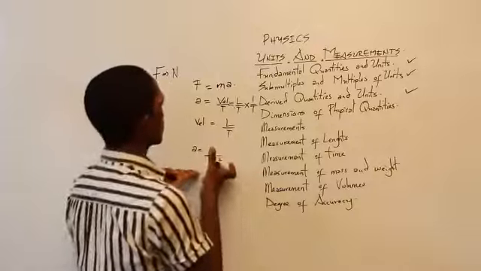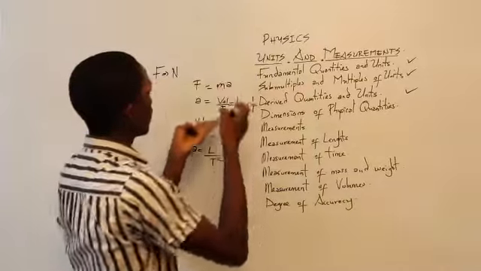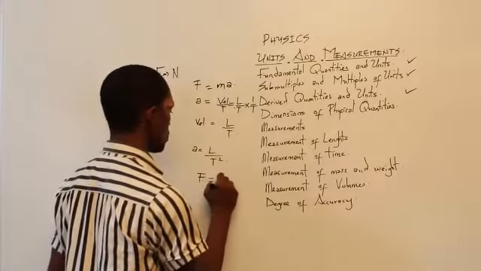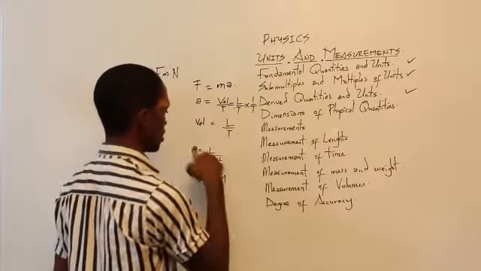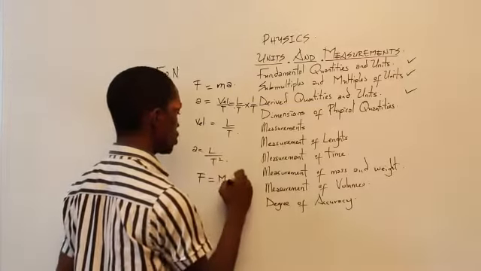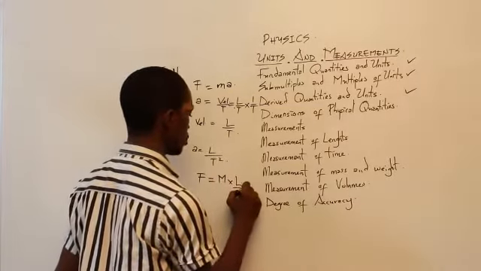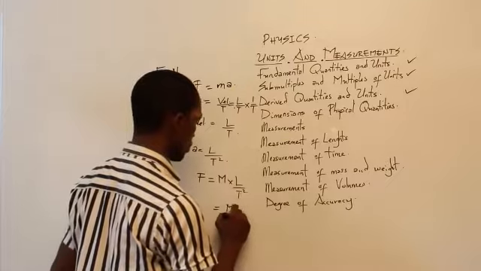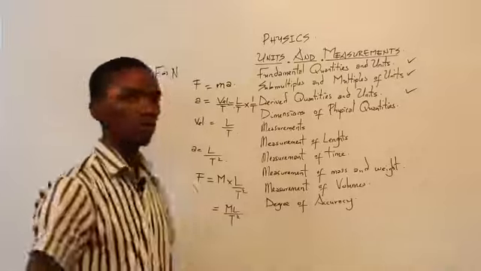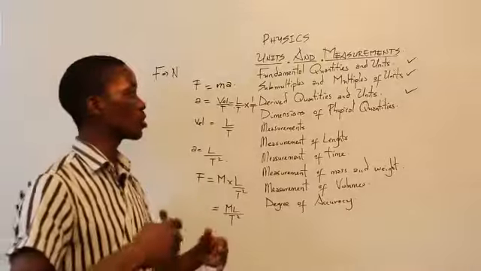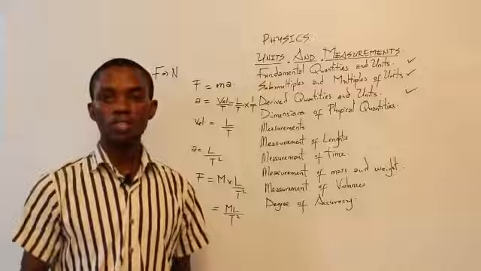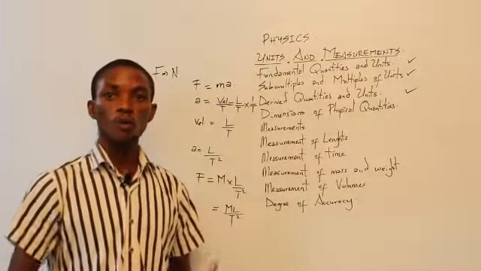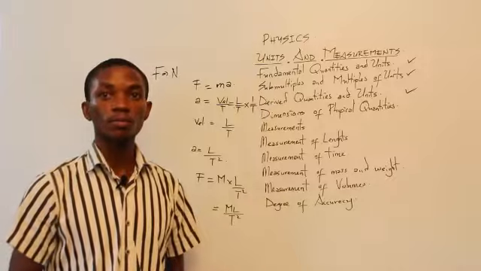Now, taking this into our force, we'll have our force equal to mass times acceleration, which is L divided by T squared. And that will produce the answer ML over T squared. And that's how we solve questions having to do with dimensions of physical properties. We have many other ones that we can work on. You can try out power, work, and many more.